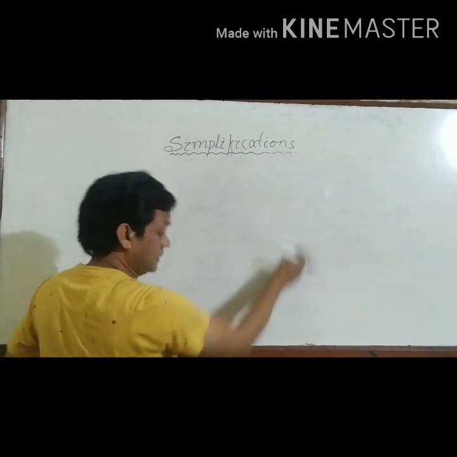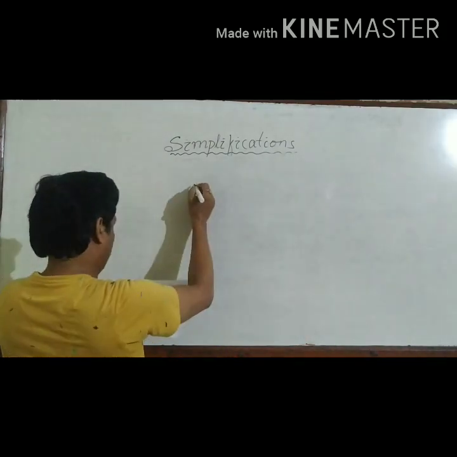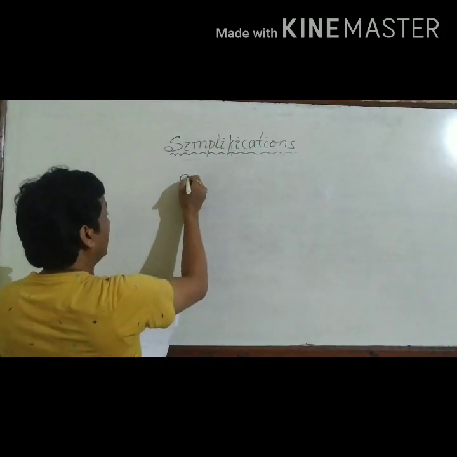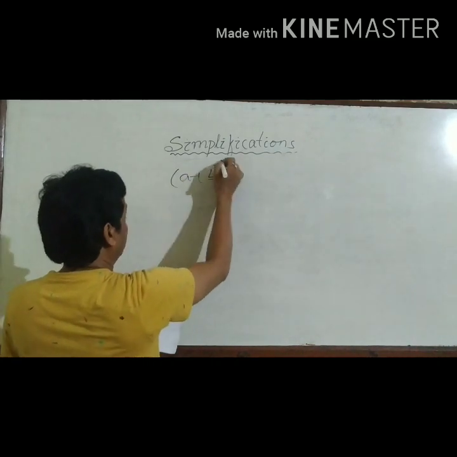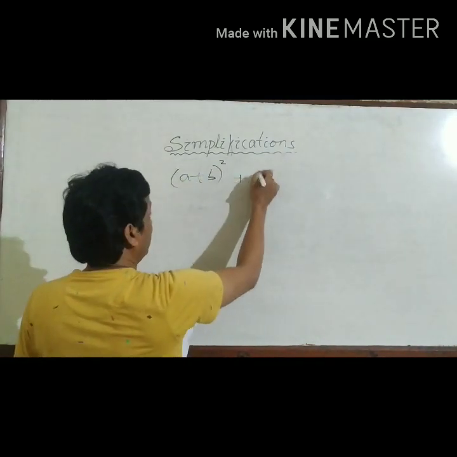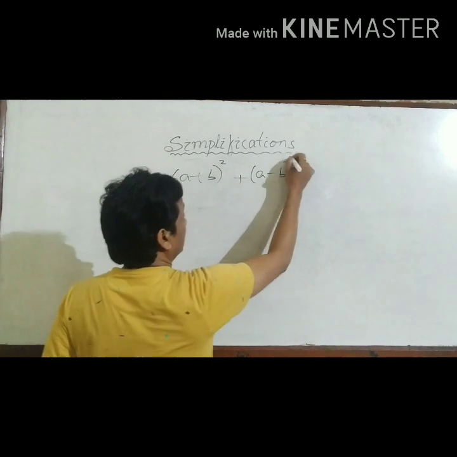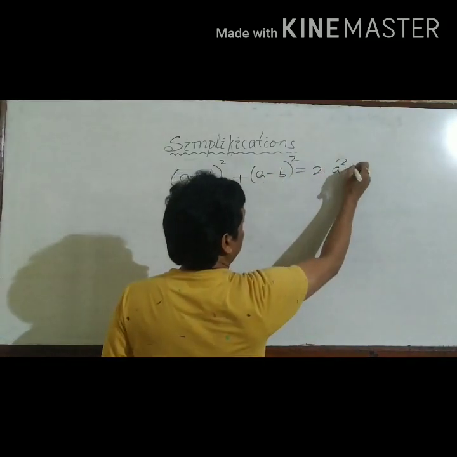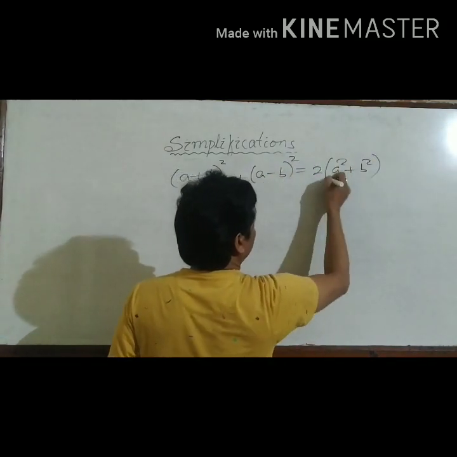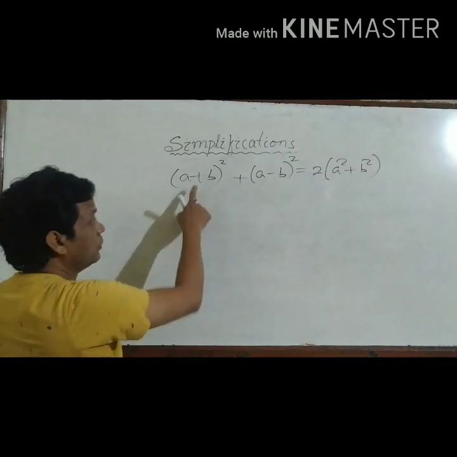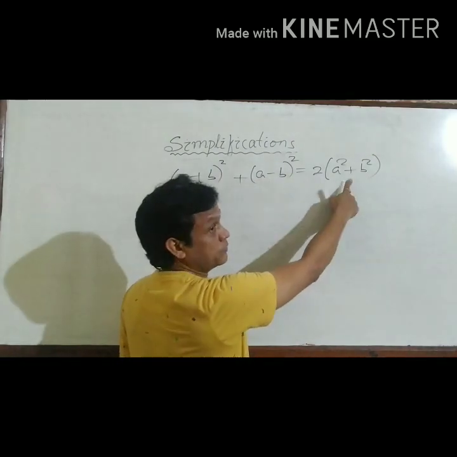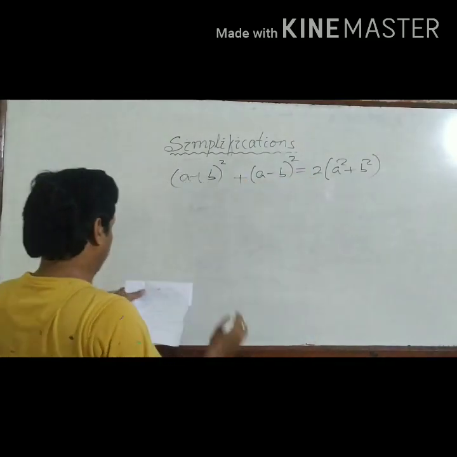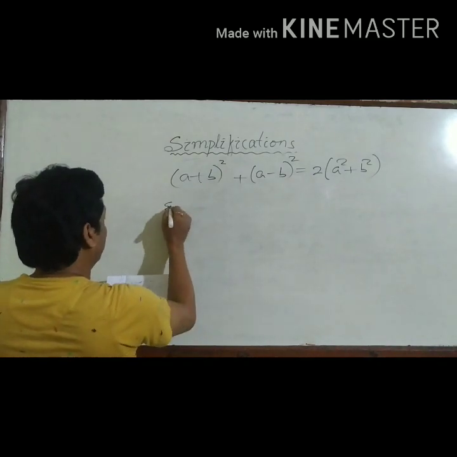And another formula is there. A plus b whole square plus a minus b whole square is twice of a square plus b square. A plus b whole square plus a minus b whole square is twice of a square plus b square. Already we have read in class 6, 7. So I am giving an example. See here.